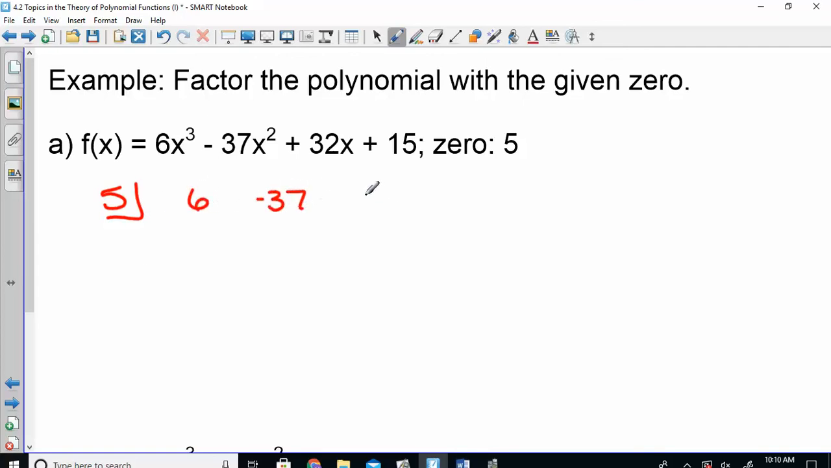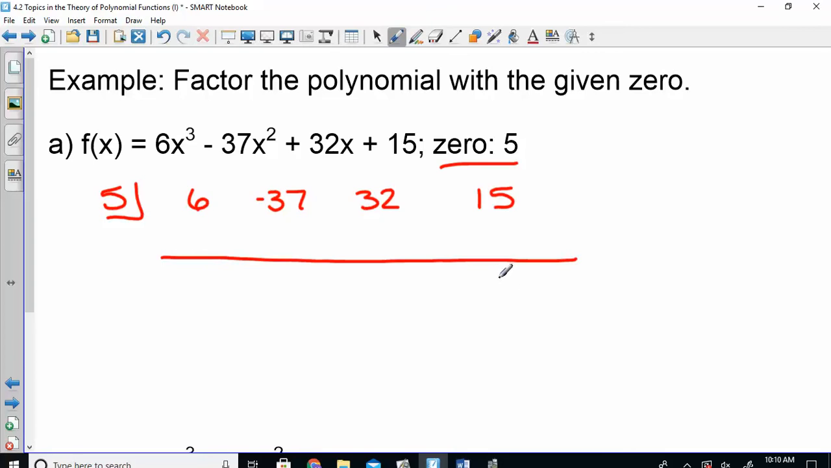So we'll start by dividing by 5, so my coefficients are 6, -37, 32, and 50. Now I've already told you that 5 is a 0, so when I do this synthetic division, I should get 0. If I get anything else, I have made a mistake.